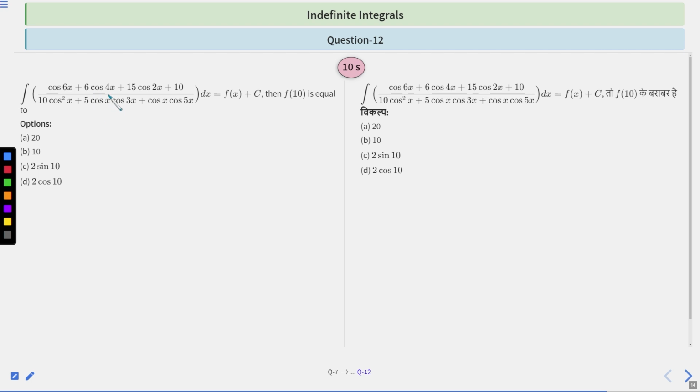You can write 6 cos 4x and 15 cos 2x in such a way that two things become common, right? And some multiplication terms will come, which will be cancelled out with the denominator, right? So try to apply that. Try to break 6 cos 4x and 15 cos 2x in such a way that something common might take place, right? Okay, in this way you try to approach this question. You have 10 seconds to solve and think about this question. After 10 seconds, we will discuss the solution.